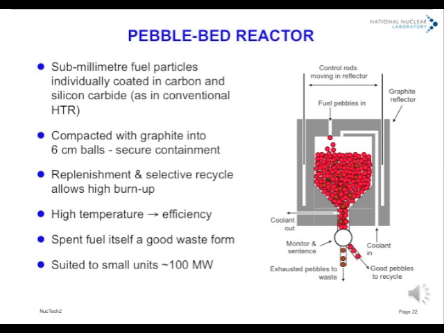Control rods cannot be operated within the fuel bed, and so are housed within the reflector. Their range of influence is limited, and such reactors are intended to serve as relatively small units of about 100 megawatts capacity.